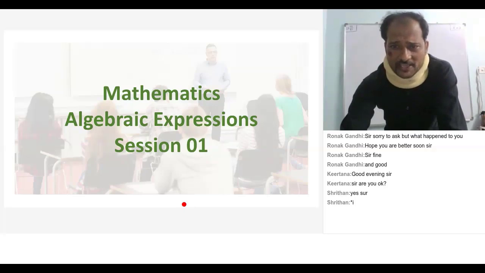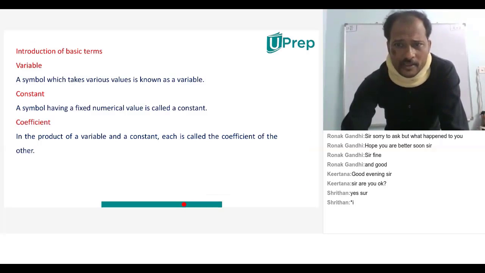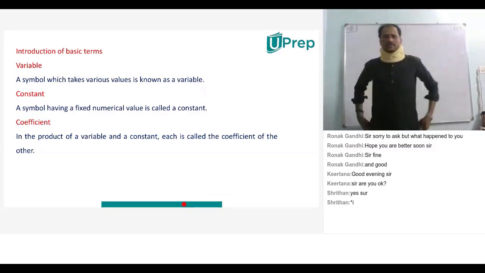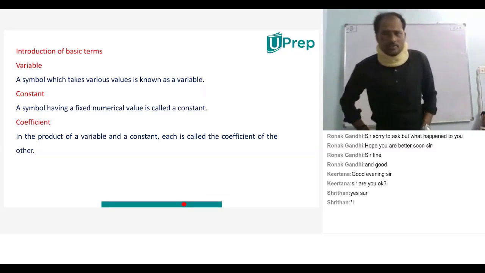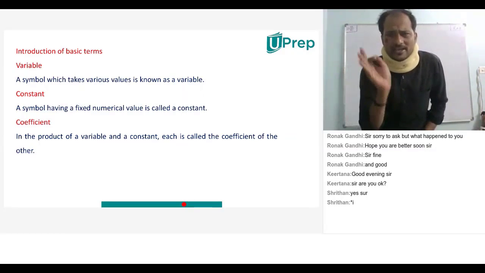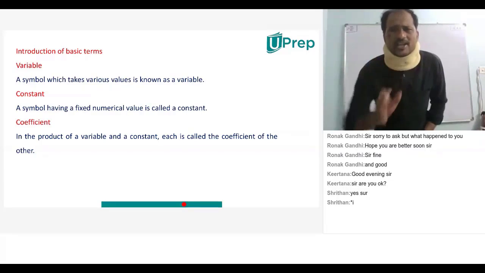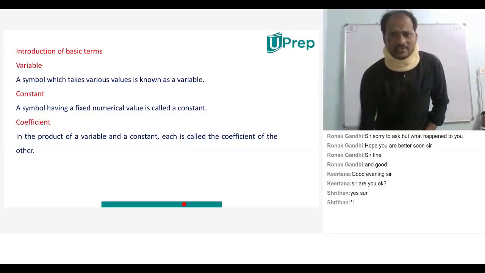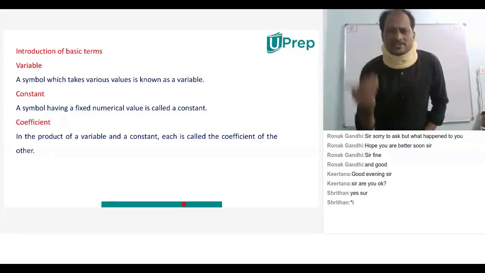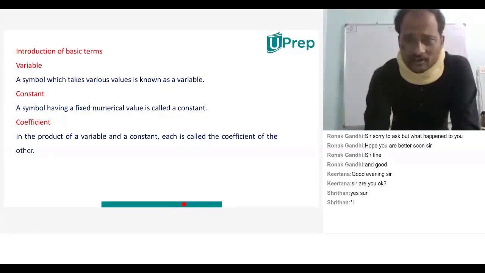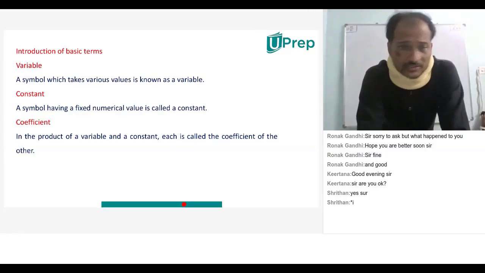So, algebraic expressions, session 1. Here are some important terms on your screen. First one is a variable. What is a variable? A symbol which can take any value is called a variable. Next comes constant. What is a constant? A symbol which has a fixed value. For example, 5. 5 is a constant because its value does not change.